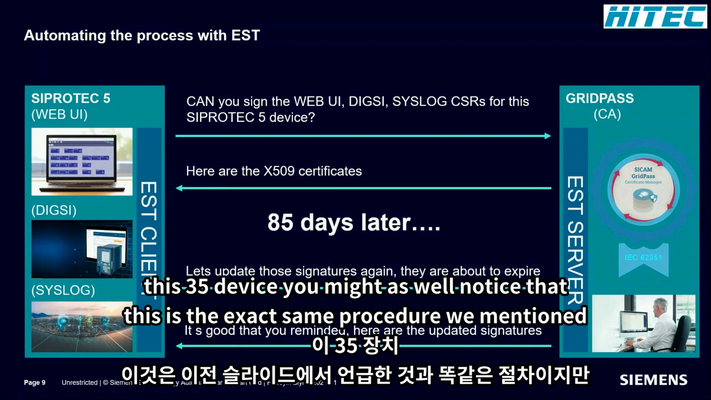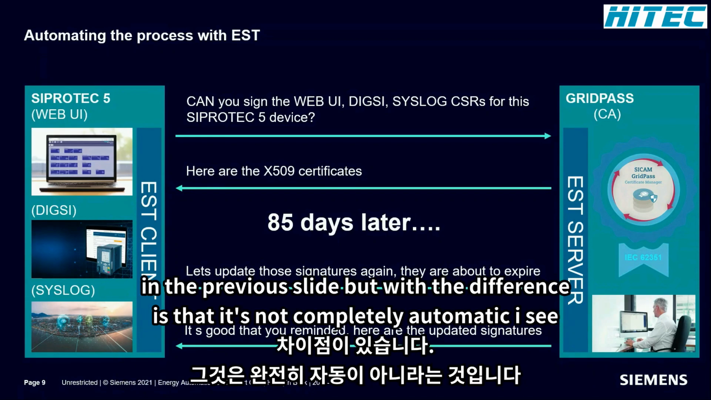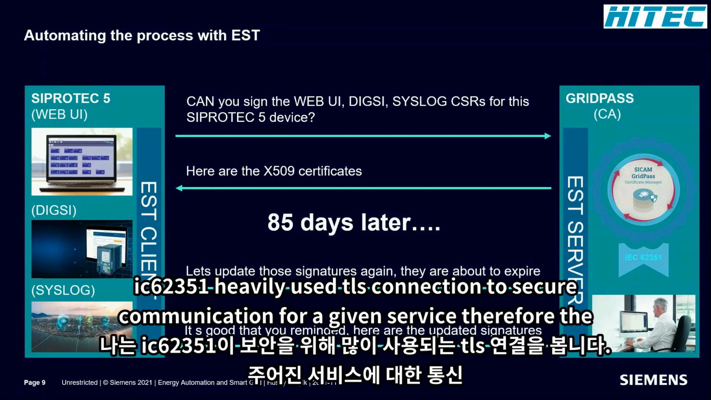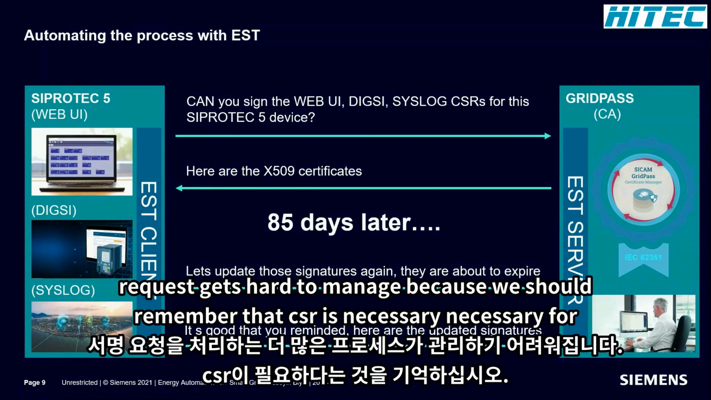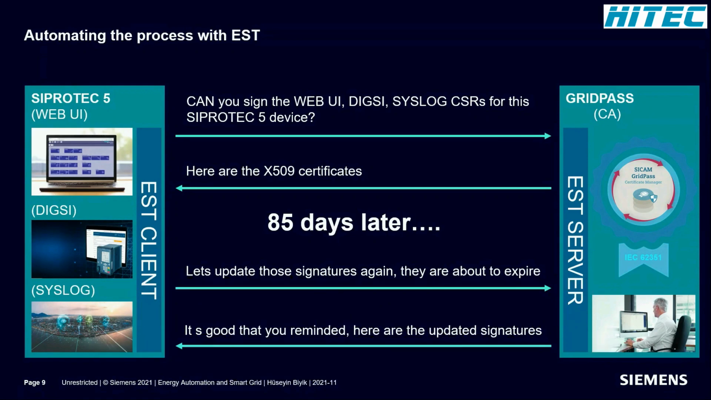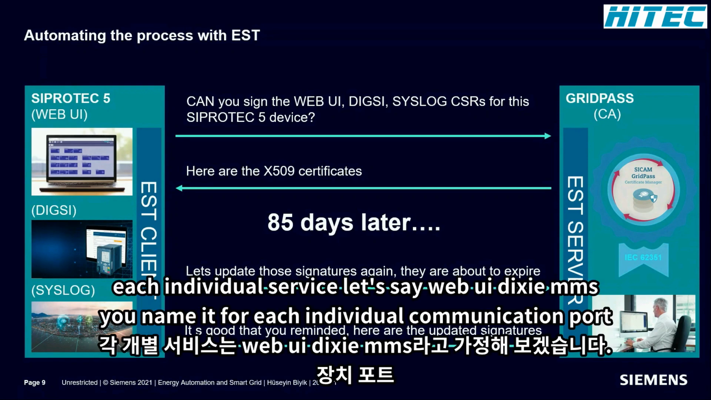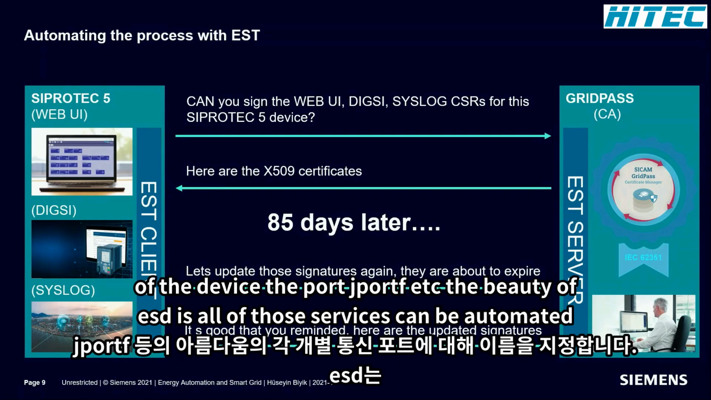You might as well notice that this is the exact same procedure we mentioned in the previous slide, with the difference that it's now completely automatic. IEC 62351 heavily uses TLS connection to secure communication for a given service. Therefore, the more services you have in a SIPROTEC 5 device, the harder the CSR signing requests get to manage. Because we should remember that a CSR is necessary for each individual service, let's say web UI, DIGSI, MMS, you name it, for each individual communication port of the device, so port J, port E, port F, etc.